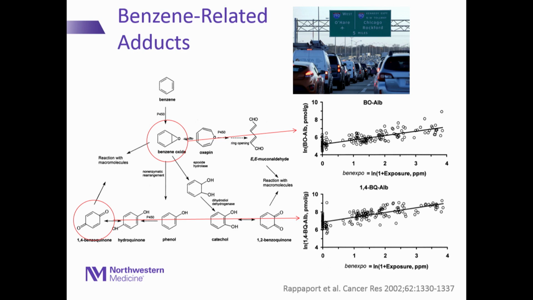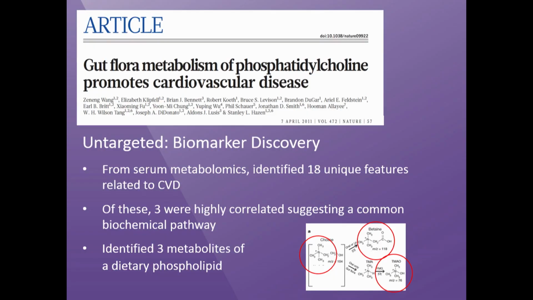So whereas some of these are not going to be showing up potentially in a discovery experiment, once you know what you're looking for, you can really get better sensitivity for looking at these in targeted assays. And I just want to use this study by Stan Hazen, which I think is a really good example of how the two platforms can work together.